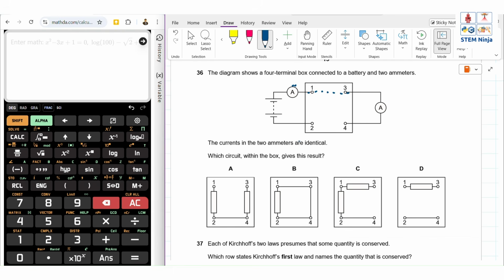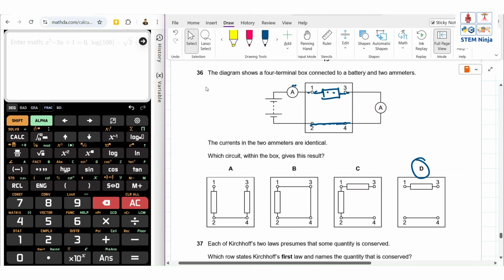So some kind of series relationship over here. I think D is the only thing. So if you have this over here and a simple line over here, there is only one flow of current over here. So one loop over here. So D would be the correct answer.